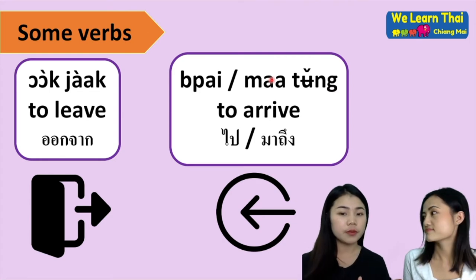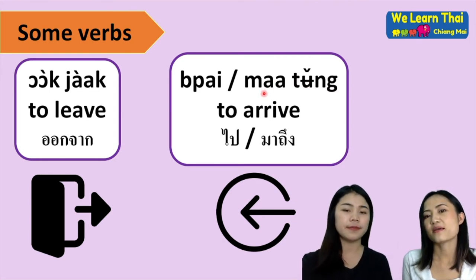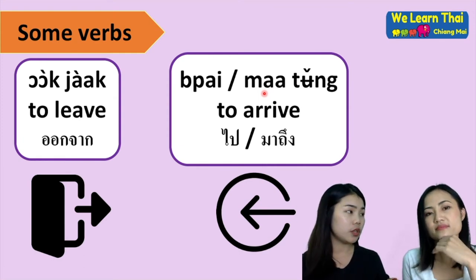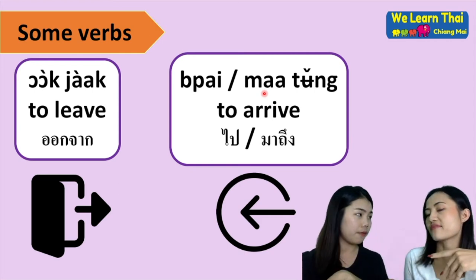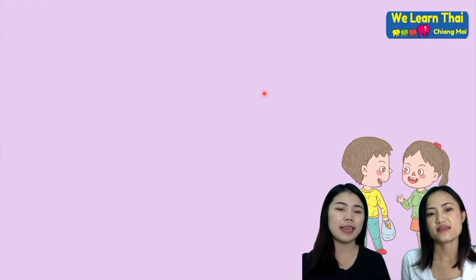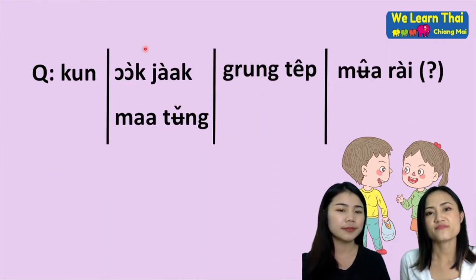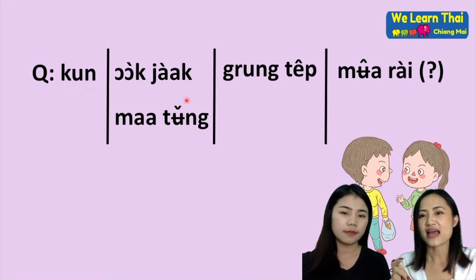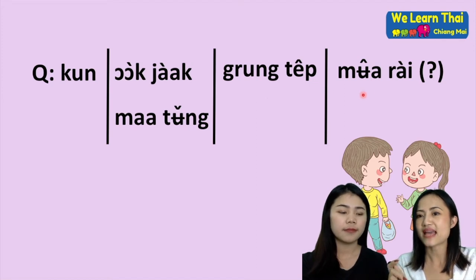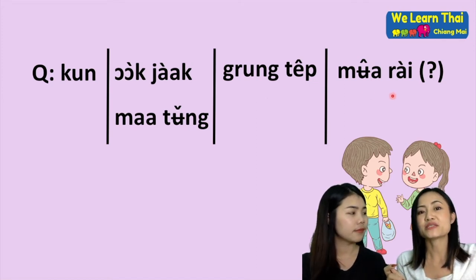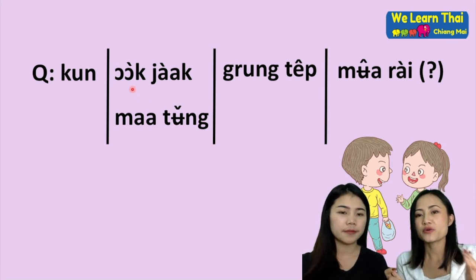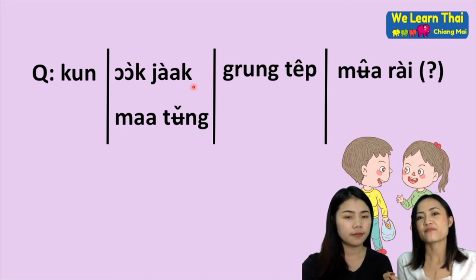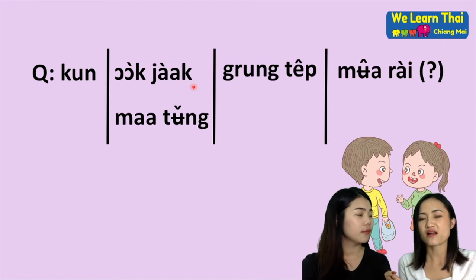Or if you come, they will say มาถึง, means to arrive, the same thing but you come and you arrive. Depend on the situation, go arrive and come arrive. For example, the question คุณออกจากกรุงเทพเมื่อไหร่คะ. ออกจาก means to leave from somewhere. When did you leave Bangkok?